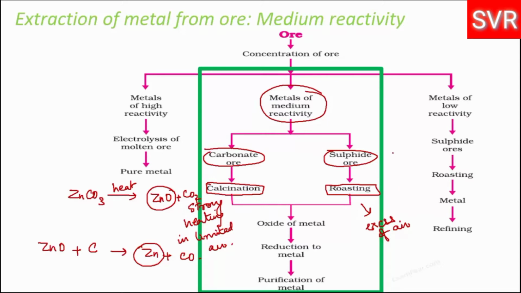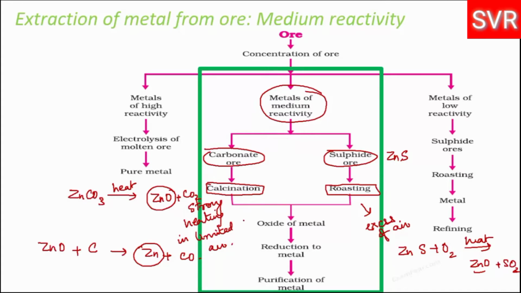Now if it was a sulfide ore, let us suppose we talk about zinc sulfide, in that case roasting would have taken place. That is ZnS plus O2 in presence of heat. When this is strongly heated, it forms ZnO plus SO2, and then ZnO was again similarly reduced to the metal zinc. So this is how it happens for metals of medium reactivity.